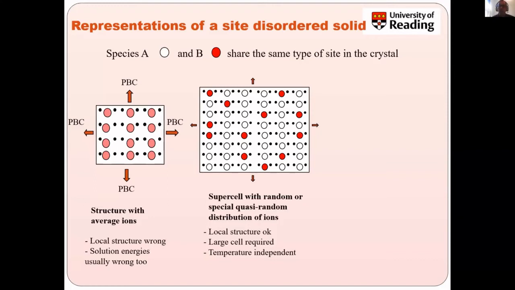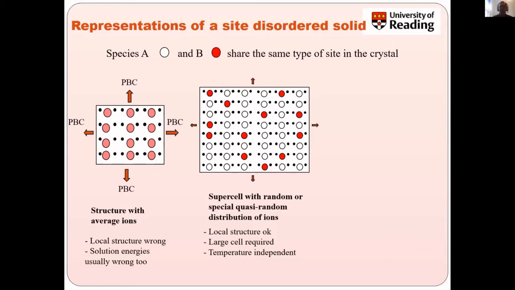But of course, the distribution is static. You have only one distribution of ions. That doesn't change with temperature. And you do require a large cell in order to represent all the possible chemical environments that each atom will have.